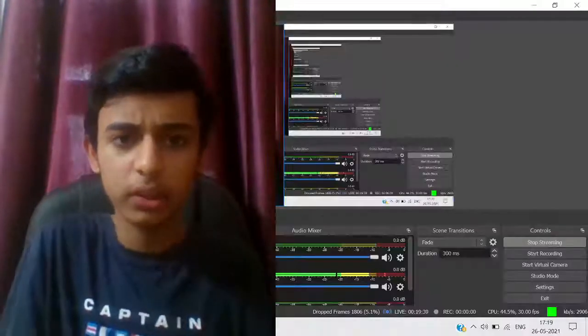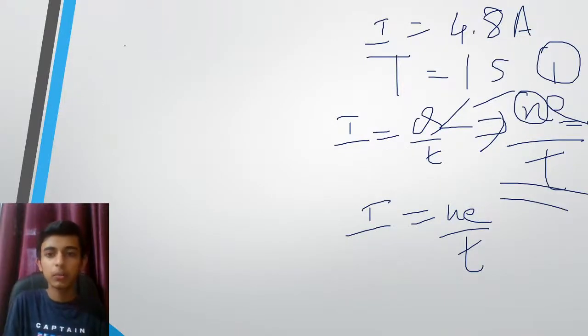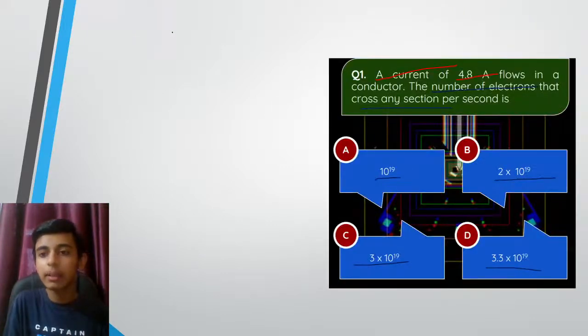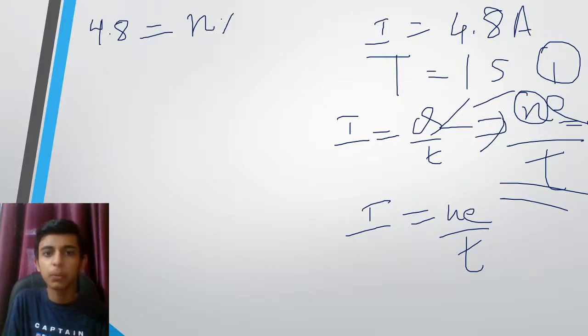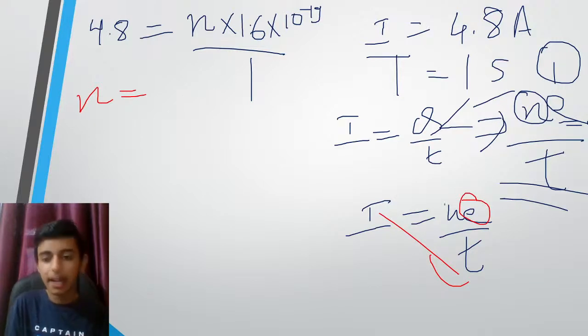Let me change my orientation so that I can solve it. Okay, now pay attention. Concentrate over here. I is given to us as 4.8. The number of electrons is something which we don't know, and we know that the charge of one electron is 1.6 into 10 to the power minus 19 coulomb, upon time, which is given to you as 1 second. Now if we want to calculate N, then what will be your formula? I into T upon E. This is the basic mathematics that every one of you should be able to know.